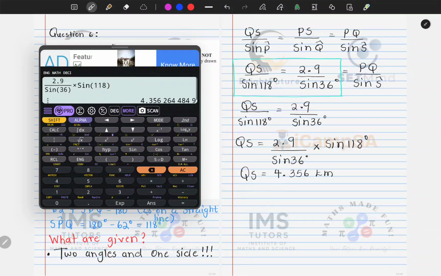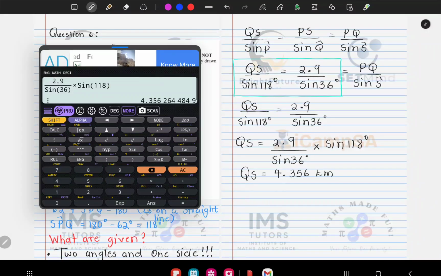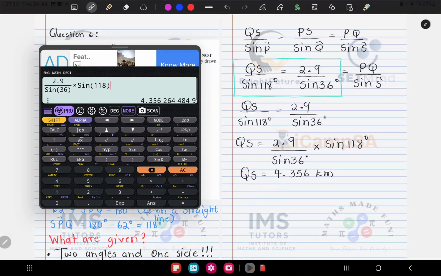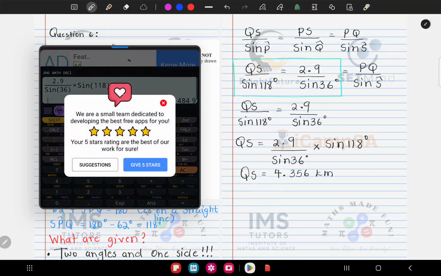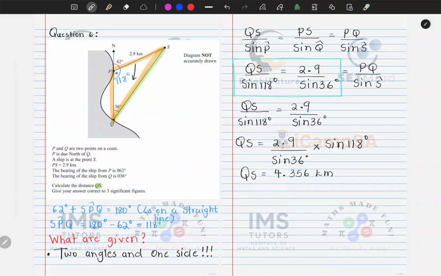So that is the answer which we find of QS, not PQ, sorry. So I hope that does make sense and you understand how we found this answer. Okay, hope it makes sense. Thanks.